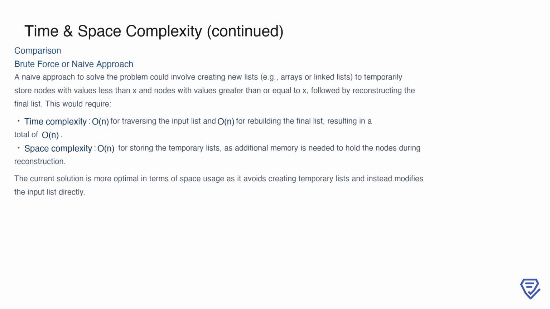A brute force or naive approach to solving this problem could involve creating new data structures such as arrays or linked lists to temporarily store nodes that are less than x and nodes that are greater than or equal to x. Afterward, we would reconstruct the final list by combining these temporary lists. While the time complexity of this approach would still be O(n) for traversing the input list and another O(n) for rebuilding the final list, resulting in a total of O(n), the space complexity would be significantly higher. Specifically, we would need O(n) additional space to store the temporary lists during reconstruction. In contrast, the current solution is more optimal in terms of space usage because it avoids creating temporary lists altogether, modifying the input list directly instead.